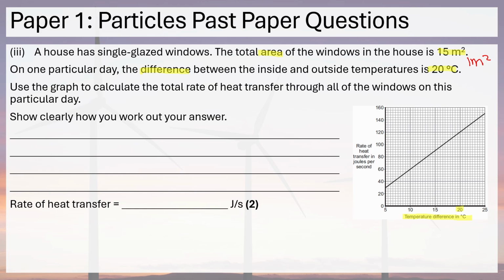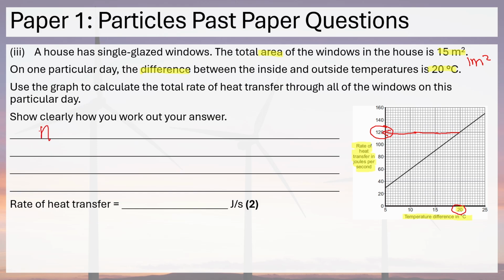So once again, with some of these questions, if you're not sure what to do, highlight what we know and have a look and see what you can do with that. So we've got to work out the total rate of heat energy transfer through all of the windows on that particular day. Now again, rate of heat energy transfer is this part of the graph here. So let's start off by taking a reading at 20. Now we did that on the previous slide, so it'll be a little bit clearer there. It's not easy to draw with this electronic pen, but we already know that that's going to give me a heat energy transfer of 120.